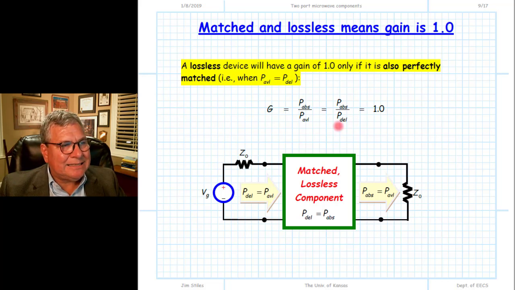This is probably easily seen when we see that because it's lossless, the power absorbed to the power delivered is always going to be equal to 1. Because it's matched, the delivered power is equal to the available power, and therefore this ratio likewise is equal to 1.